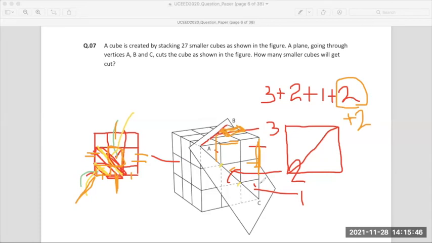Okay. So what you're suggesting is that this cube won't get affected, but instead this and this cube will get partially cut from the inside. Is that what you're saying? No ma'am, I'm saying all three will be affected. Acha, you're saying all three will be affected. Yes. Okay, fine. So instead of that, 3 gets added.